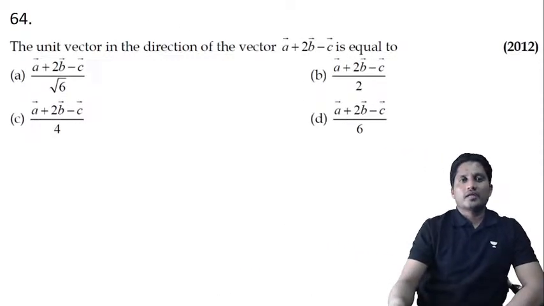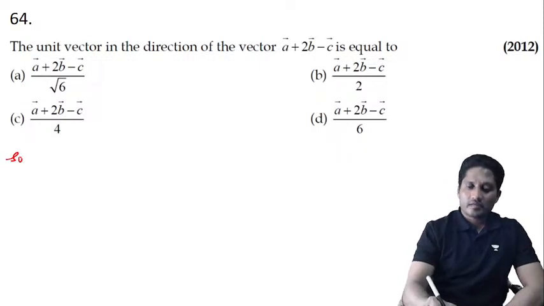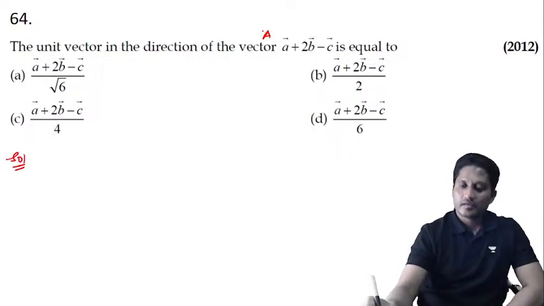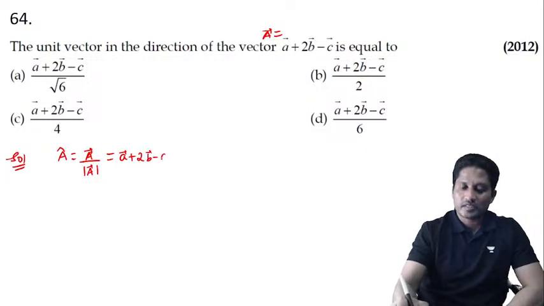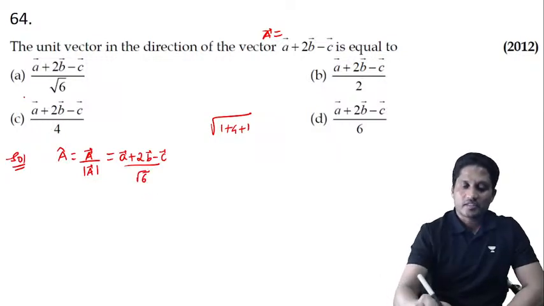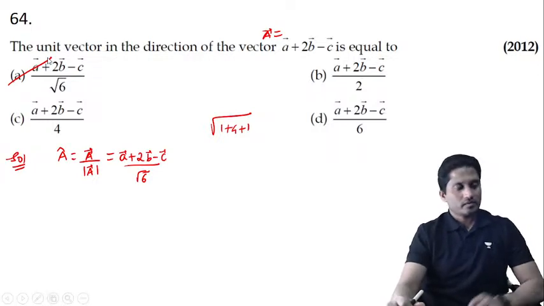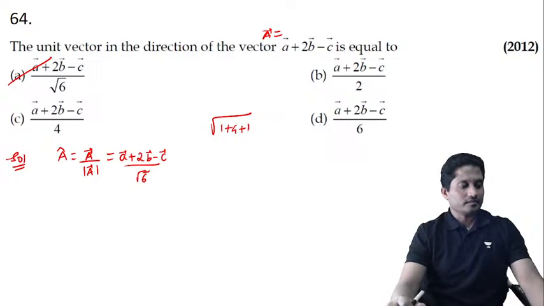Right? Question number 64. Unit vector in the direction of any non-zero vector, let's say this is vector A. Unit vector in the direction of a non-zero vector is A cap, which is equal to vector A divided by its magnitude. Vector A is equal to A plus 2B minus C. Magnitude of this is root of 1 plus 4 plus 1, which is root 6. Right? Answer is option A only. Isn't it, guys? Let's move to the next question.